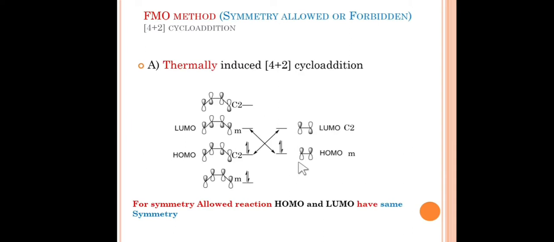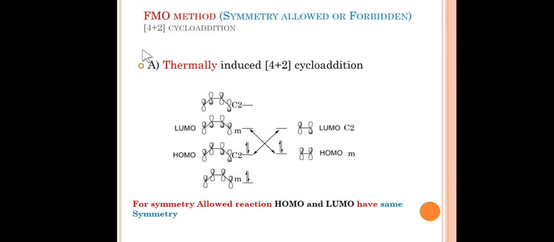Let's study the FMO approach of 4 plus 2 cycloaddition as we already studied in 2 plus 2 cycloaddition. So in this case, let's study the frontier molecular orbital method for the thermally induced 4 plus 2 cycloaddition and the photo-induced 4 plus 2 cycloaddition. Let's see which method will help us for the cycloaddition. So friends, first we will study the thermally induced 4 plus 2 cycloaddition and its FMO approach, that is the frontier molecular orbital approach.